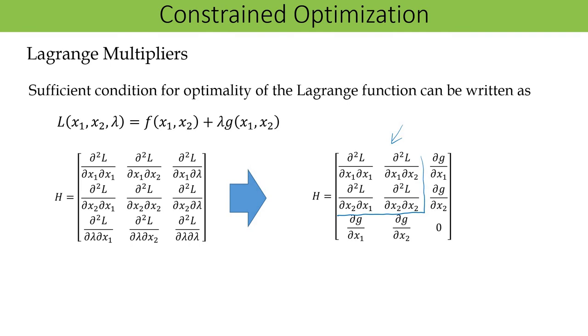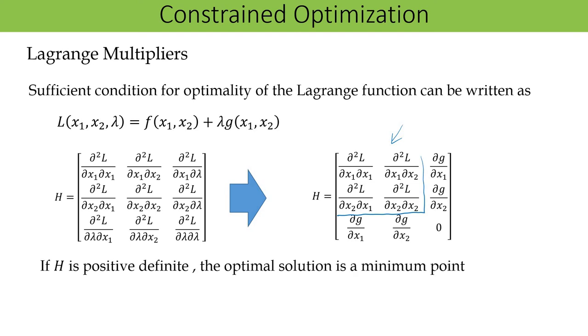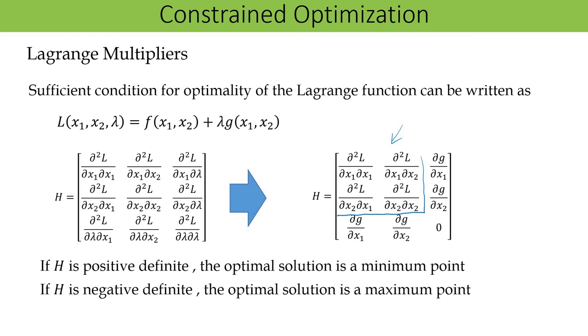So the only thing is that I have to calculate the Hessian matrix and see whether it is a positive definite matrix or a negative definite matrix. This is the sufficient condition for optimality in case of a constrained optimization problem. So I have just written the same thing: if H is positive definite, the optimal solution is the minimum point. If H is negative definite, the optimal solution is a maximum point, and otherwise it is neither minima nor maxima.